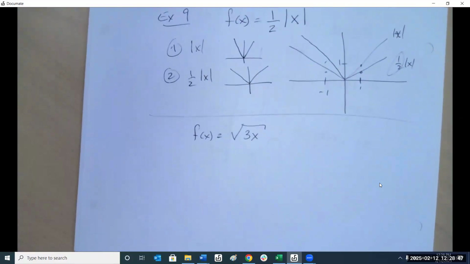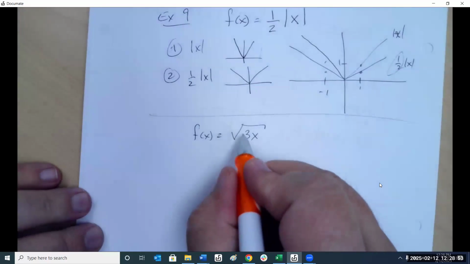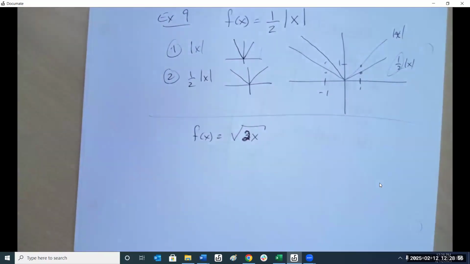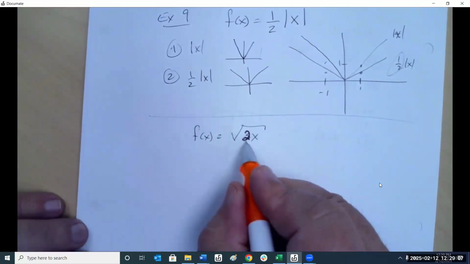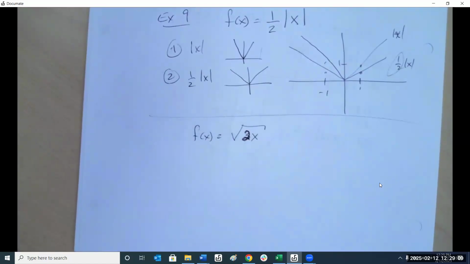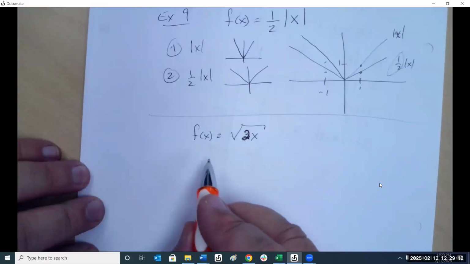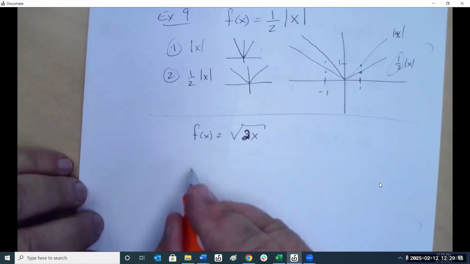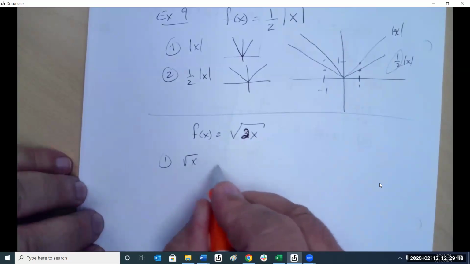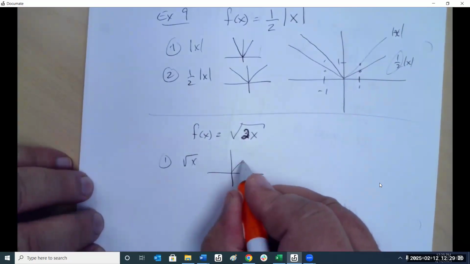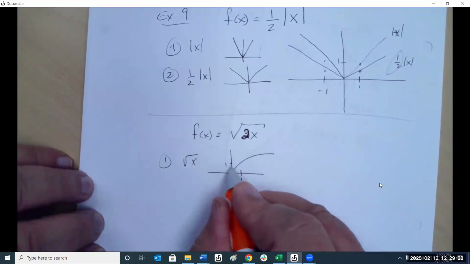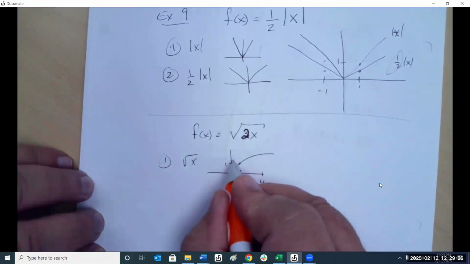How about that? But make it a 2, make it easier for us. Yes, horizontal shrink. It shrinks because it's inside and it's a big number, so it's the opposite. Instead of making it bigger, it's making it smaller. It's going to shrink it this way. So our graph looks like this. When 1, it's 1. When 4, it's 2.